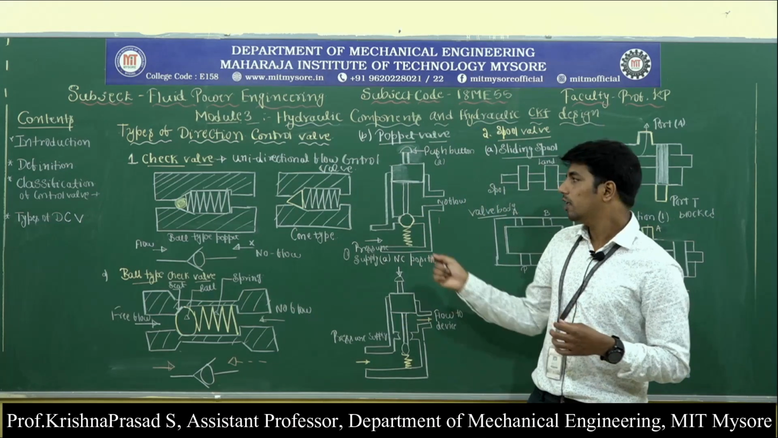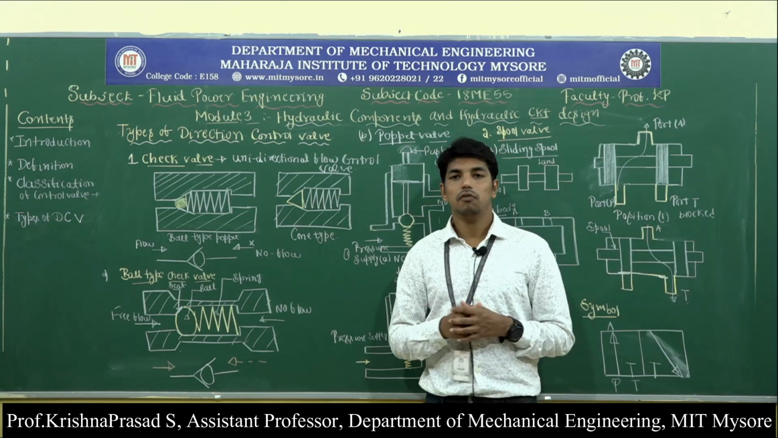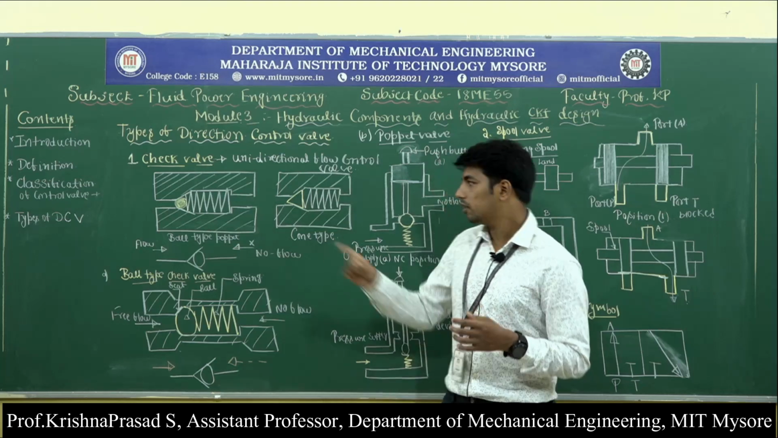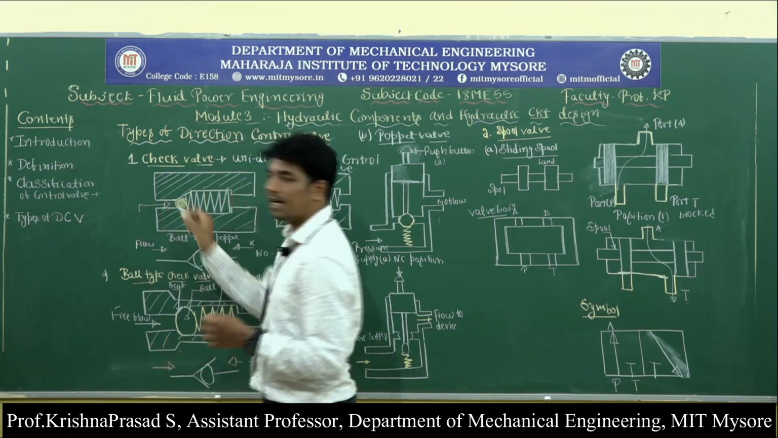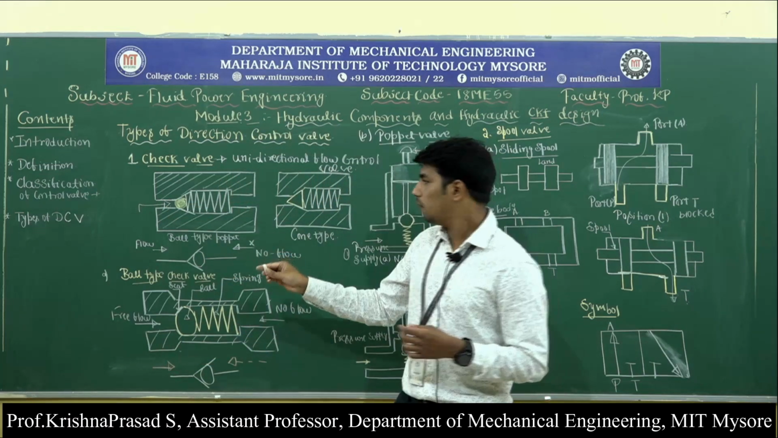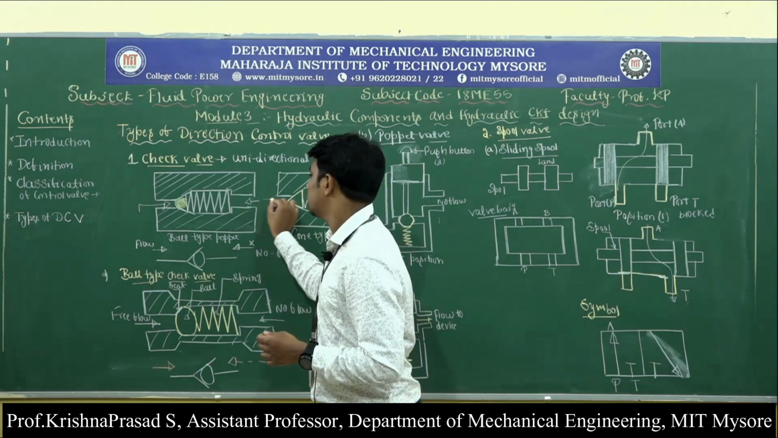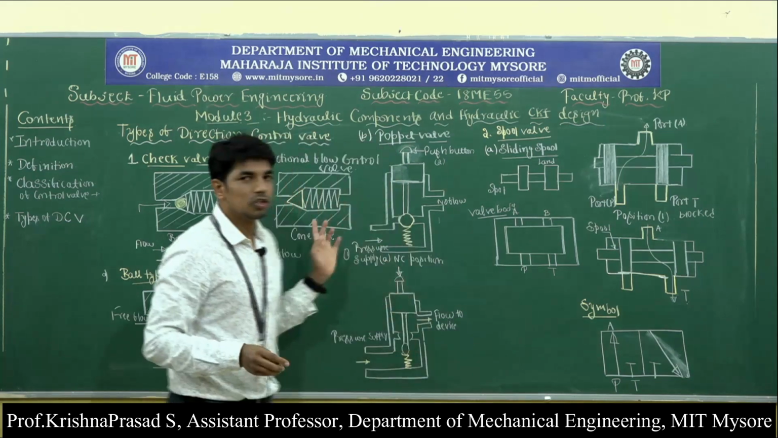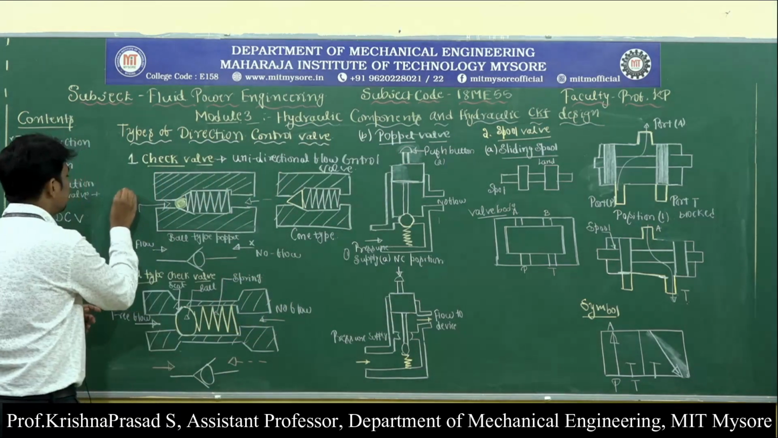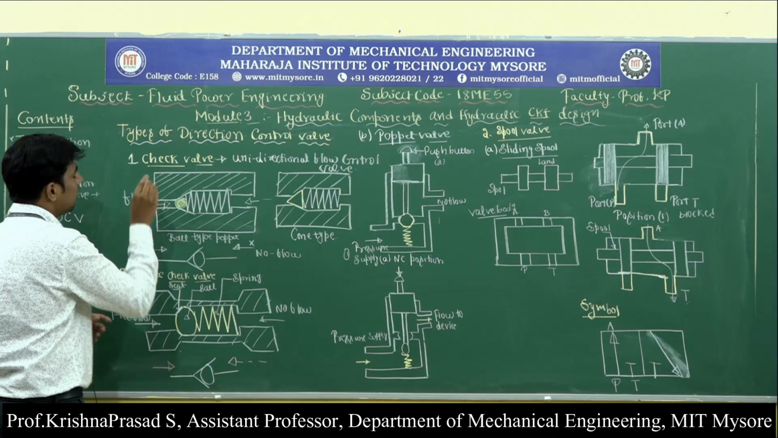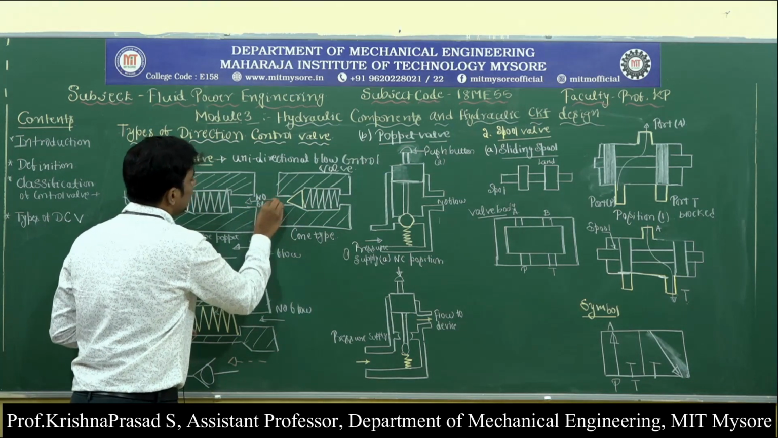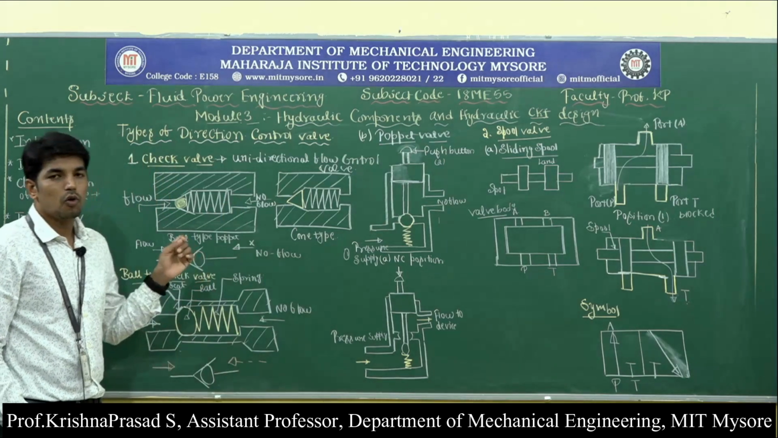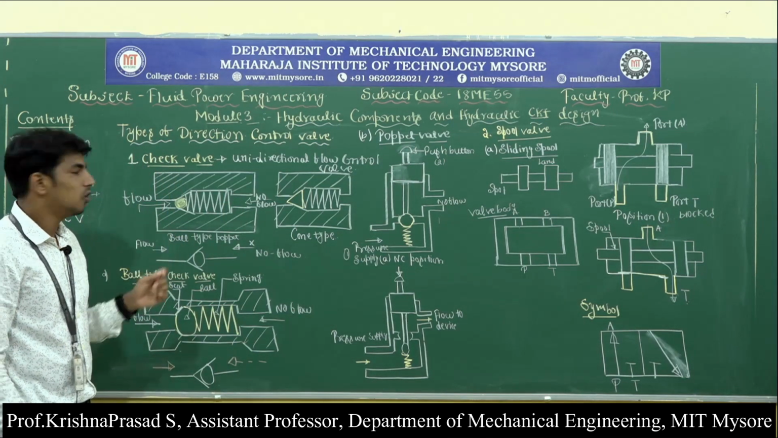Then why is it called a unidirectional flow control valve? That is very important. It allows the flow in the forward direction and blocks the flow in the reverse direction. This is the working of the check valve. It allows the flow in the forward direction and does not allow the flow in the reverse direction. That's why it is called a unidirectional flow control valve.